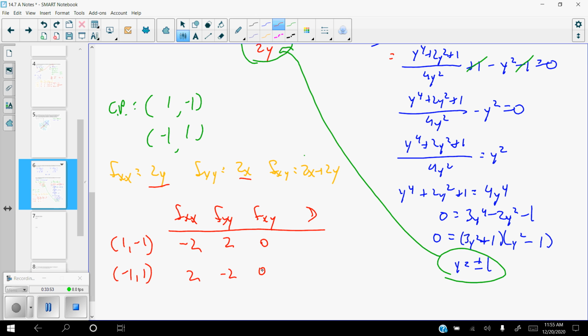So in the first one, we get that our d value is less than 0. And in the second one, we get that our d value is also less than 0, which means both of these create saddle points.